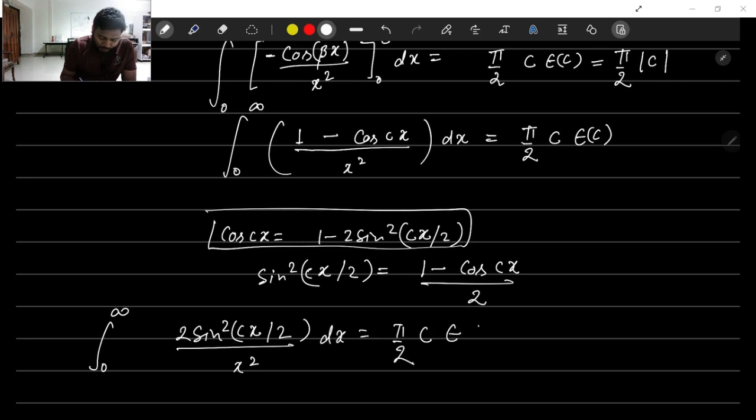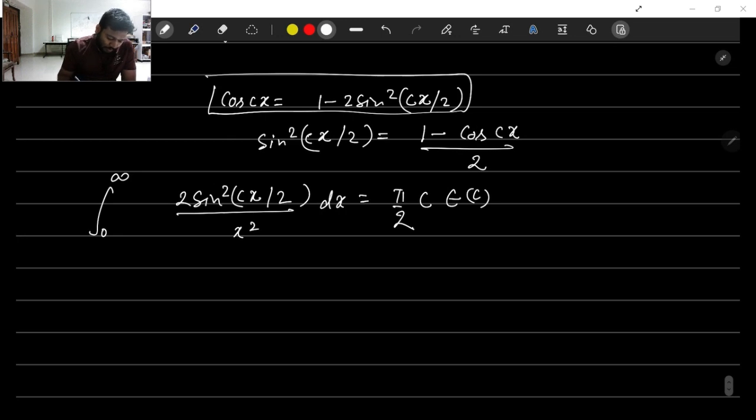equal to pi by 2 c epsilon of c. Now you see here that you can replace c by 2 by some other constant. So you can replace it by c prime. So what you can do is replace c by 2 by c prime. If you replace c by 2 by c prime, you are not going from the positive to the negative side, you are in the same region. Either you are on the positive side or on the negative side. So both have the same sign, c prime and c, okay.